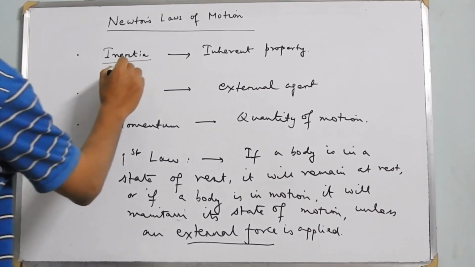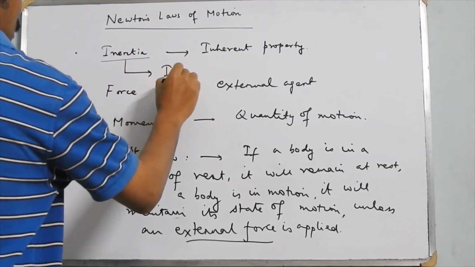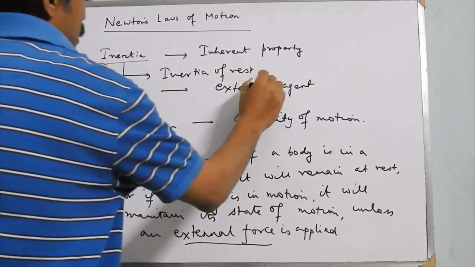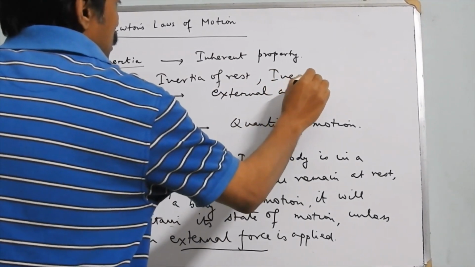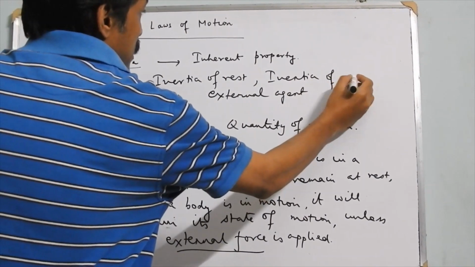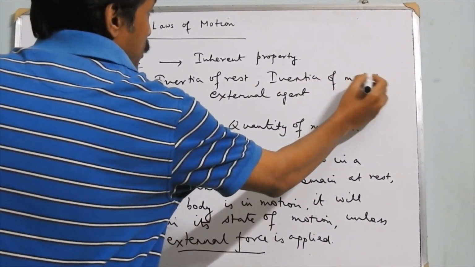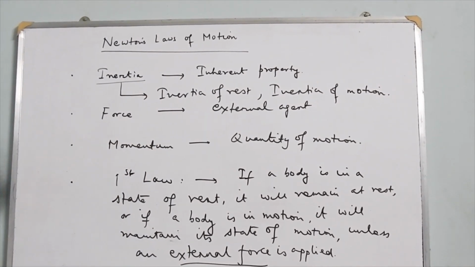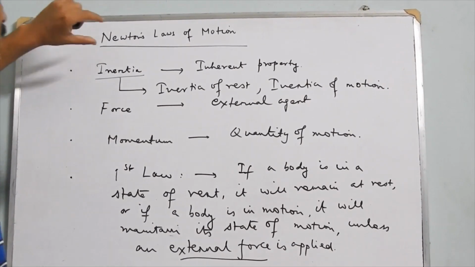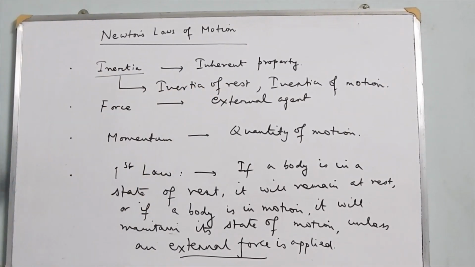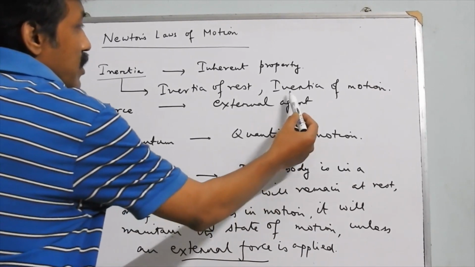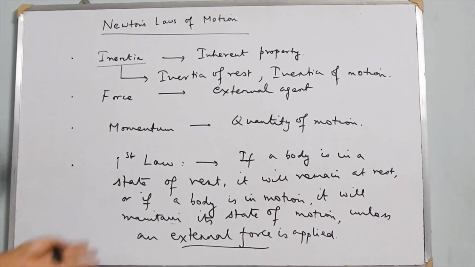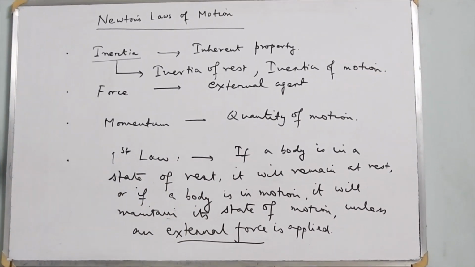So inertia is either inertia of rest or it is inertia of motion. Inertia is nothing but a tendency of a body to maintain its state of rest. So inertia, you can say, is a tendency of a body to remain at rest, which we call inertia of rest, or a tendency of a body to remain in motion, which is called inertia of motion. And in order to break that inertia, we require what is called an external force.